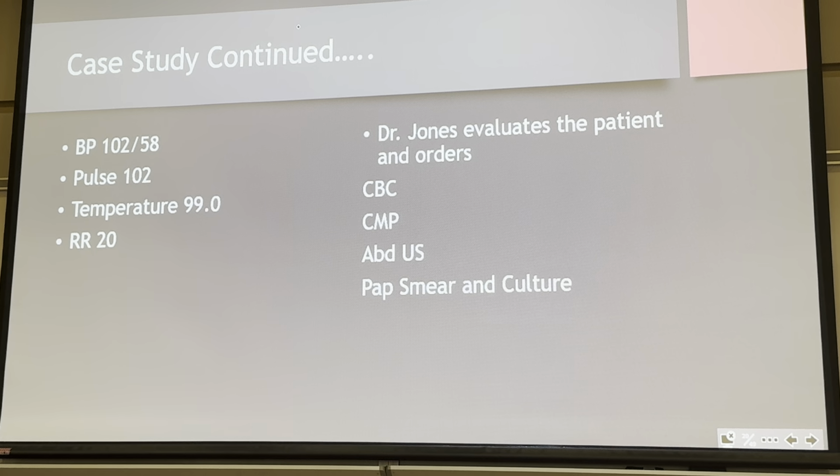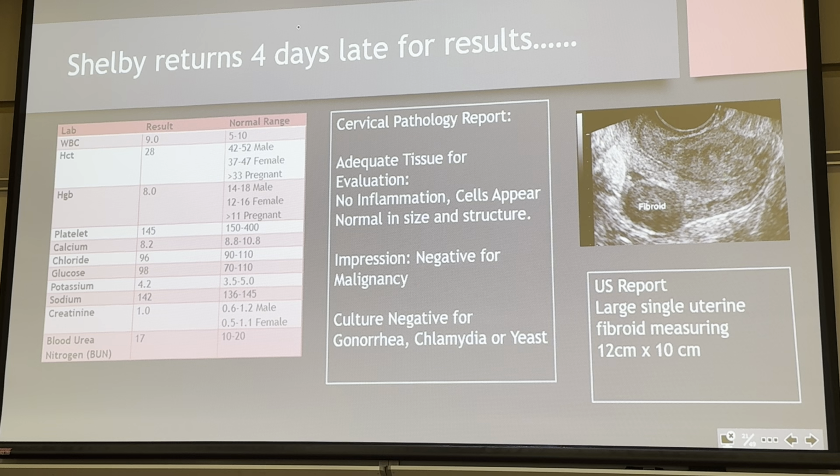So we go ahead and complete all of those things, and she comes back 4 days later, and these are all your findings. I'm going to give you a minute to go through them. You have your labs on the left, your pap smear in the middle, and your ultrasound on the right-hand side. Is she anemic? Yes. Is she significantly anemic? She is, yep. Everything else looks okay. Her calcium's a little bit low, but everything else looks pretty good.